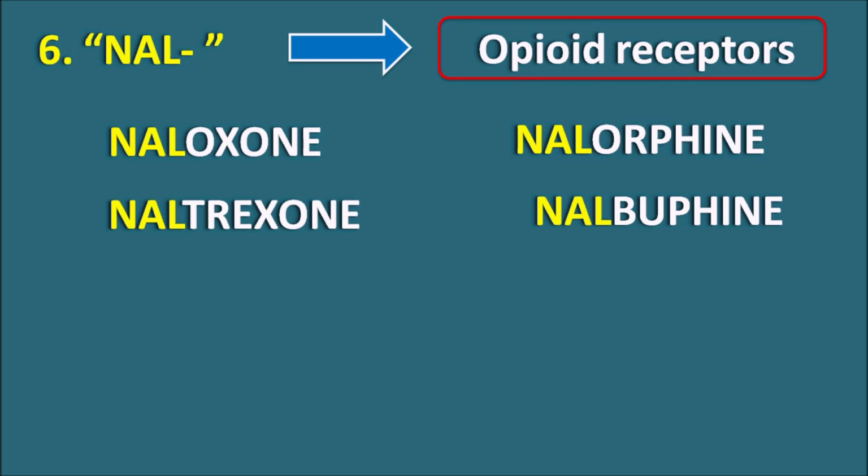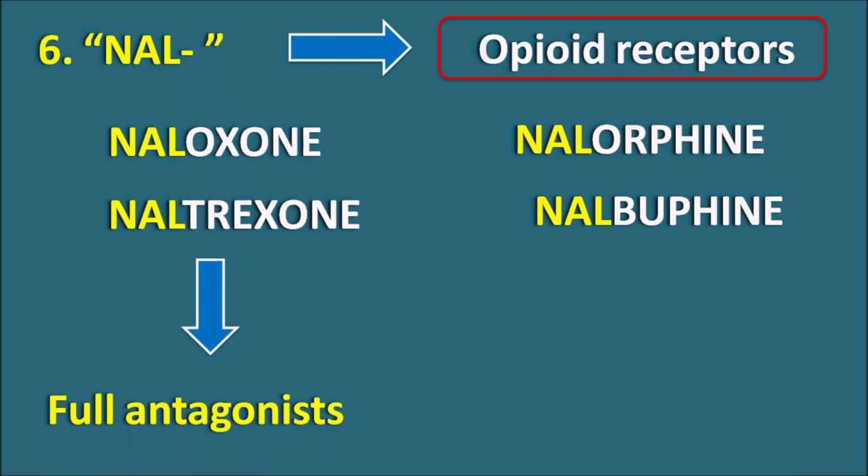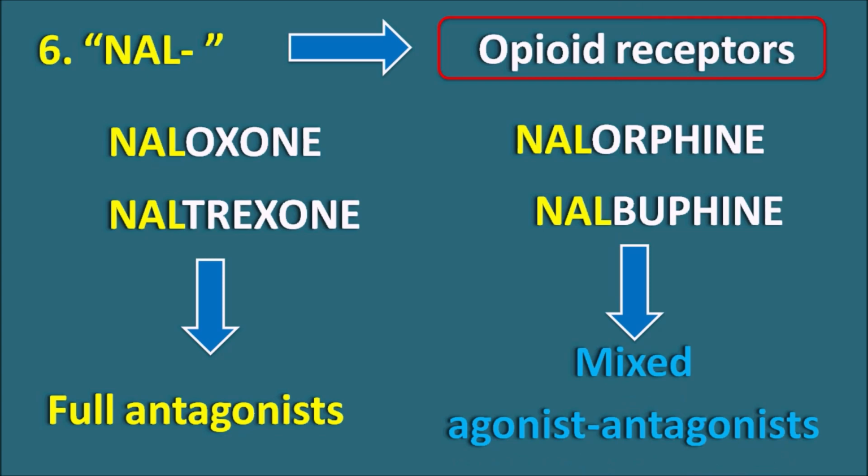But these drugs may be either agonist or antagonist. For example, here naloxone and naltrexone are the full antagonists. They act as antagonists at all types of opioid receptors, whereas nalorphine and nalbuphine are the mixed agonist antagonists. That means these drugs are going to act as antagonists at the mu receptors but agonists at the kappa receptors. In this way, here the prefix NAL indicates these drugs are going to be acting on the opioid receptors, but these drugs may be either agonists or antagonists.